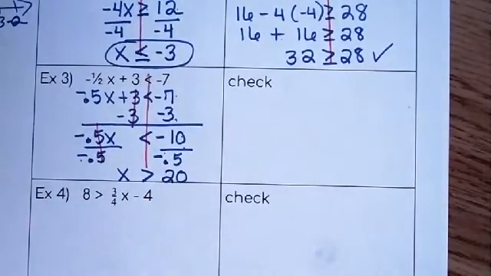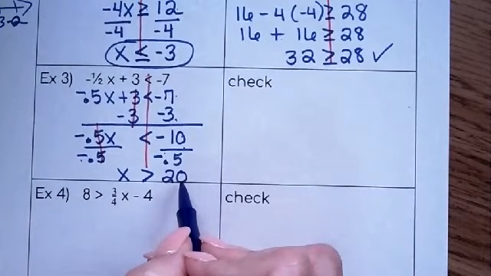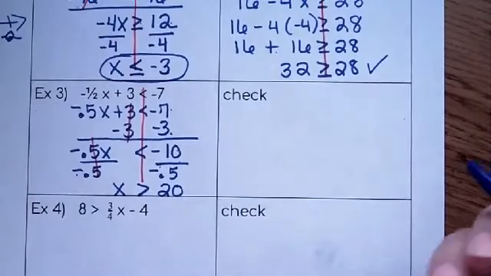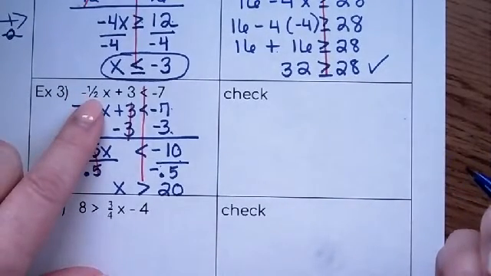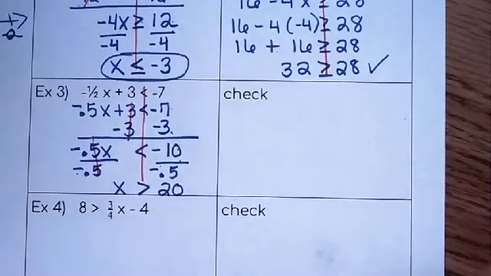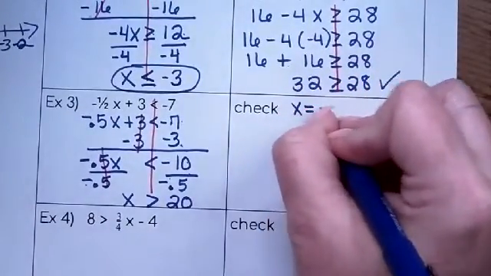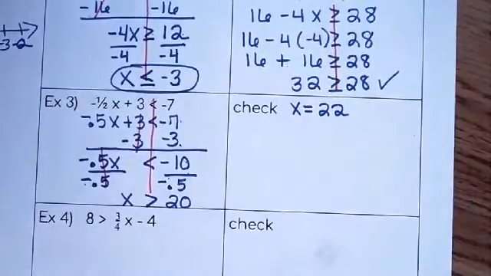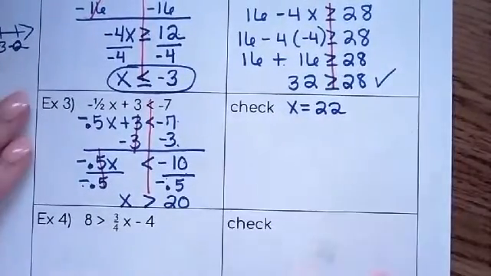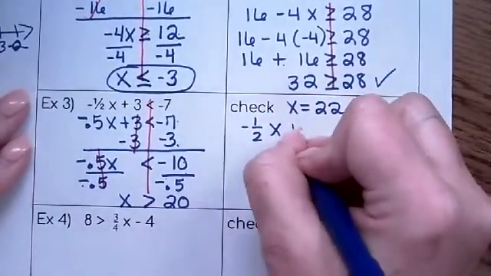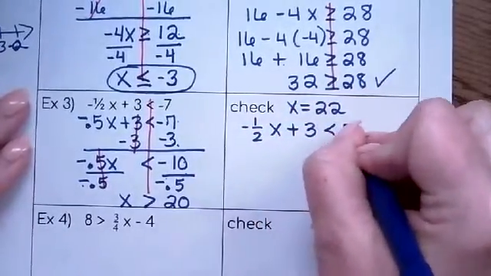Okay? All right, now, let's pick a number that is larger than 20 to do our math with. Okay? I'm going to pick an even number larger than 20 only because I'm going to have to take half of it. And if I take half of an odd number, it gets a decimal. Okay? So why don't we check 22. Let's just pick x equals 22 is the number we're going to check right here. Now, I've got negative 1/2 x plus 3 less than -7.